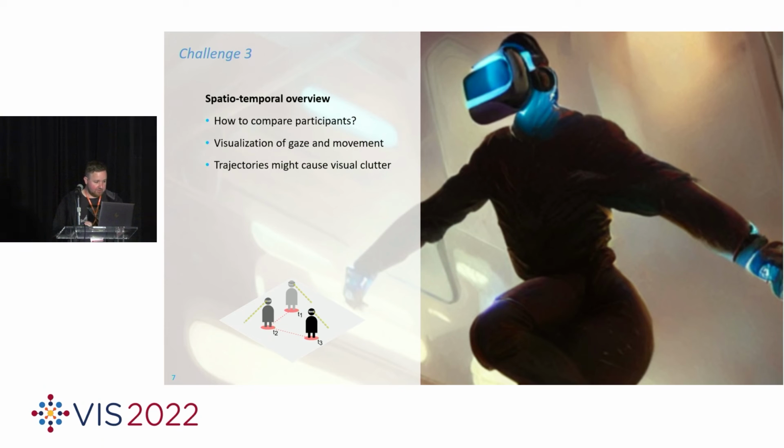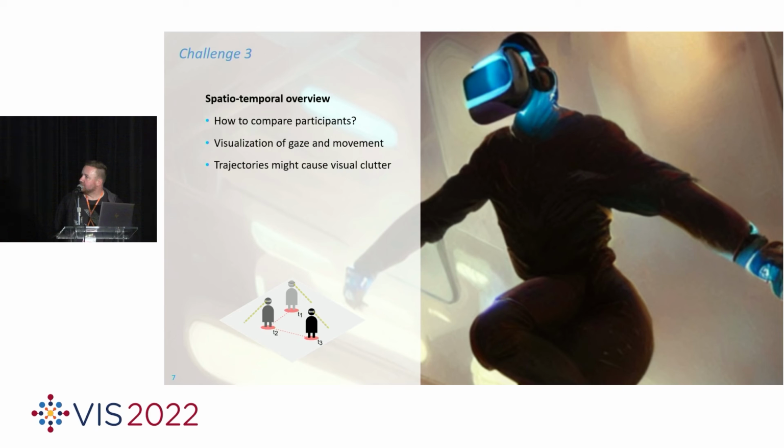The third challenge is the spatiotemporal overview. When we want to compare participants, how do we do that? So the third challenge I would see more as the kind of visualization question here. How do we show this? How can we interpret this?